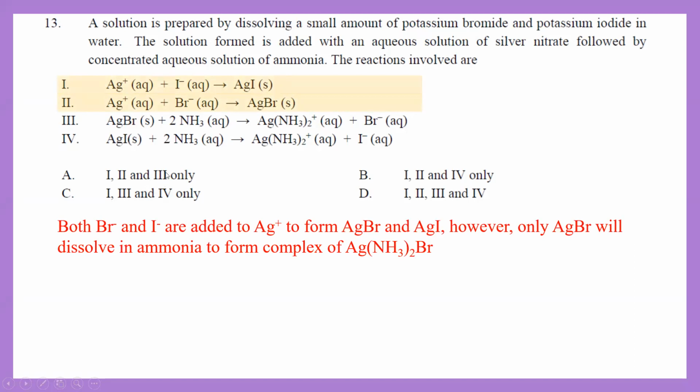However, only silver bromide can dissolve in concentrated ammonia, but silver iodide cannot. So 3 is correct, but not 4. So the answer in here is 1, 2, and 3 only. Okay, so that is for number 13. Then we go for number 14.